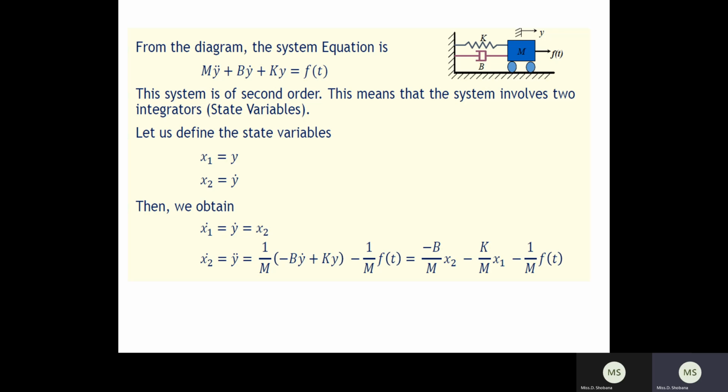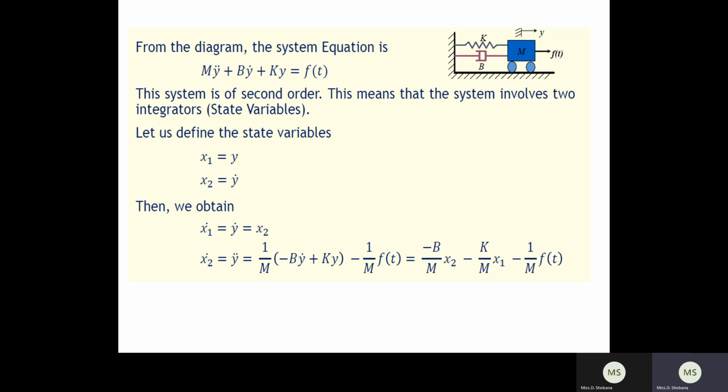Here you can see f of t minus k into y minus b into y dot. If you want to determine y double dot, you have to take m to the other side. You will get 1 divided by m into minus b y dot minus k y. If you take the minus commonly outside, you will get b y dot plus k y. That's all. Then minus 1 divided by m into f of t.